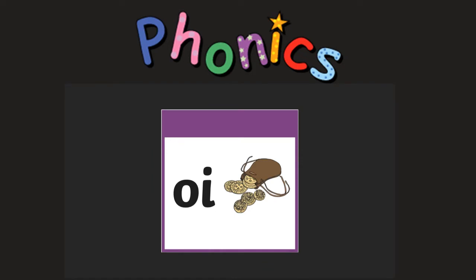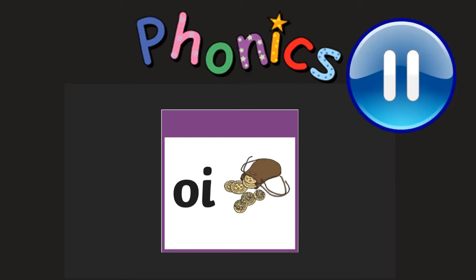Okay, so what I want you to do next is to press pause in a moment and see if you can write 3 words that have an oi phoneme inside them. There's a big clue there in the picture. There's a picture of a bag of coins. That could be one of them. Are you ready? Press pause now and write down 3 words with oi in them.